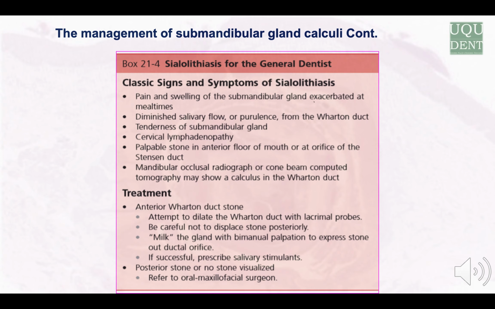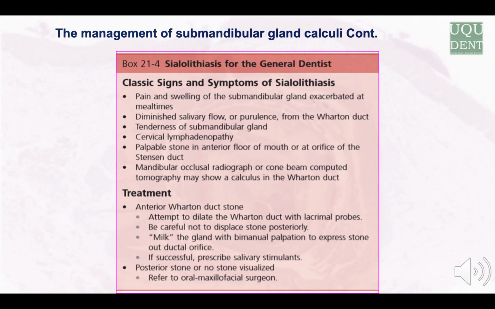Tenderness of the submandibular gland, cervical lymphadenopathy, palpable stone in the anterior floor of the mouth or at the orifice of the Wharton duct. You also can do a mandibular occlusal radiograph or CBCT to see the stone in the Wharton duct. After you see the signs and symptoms and evaluate, we'll go to the treatment.